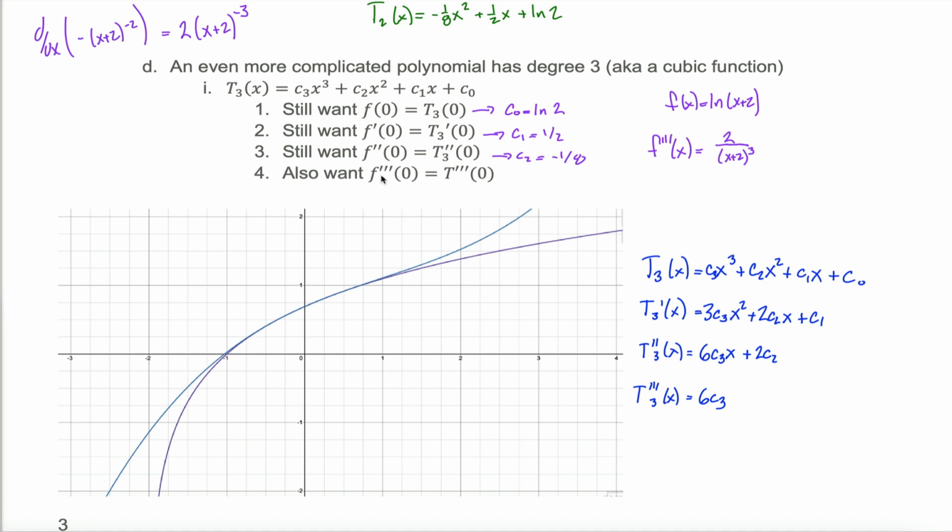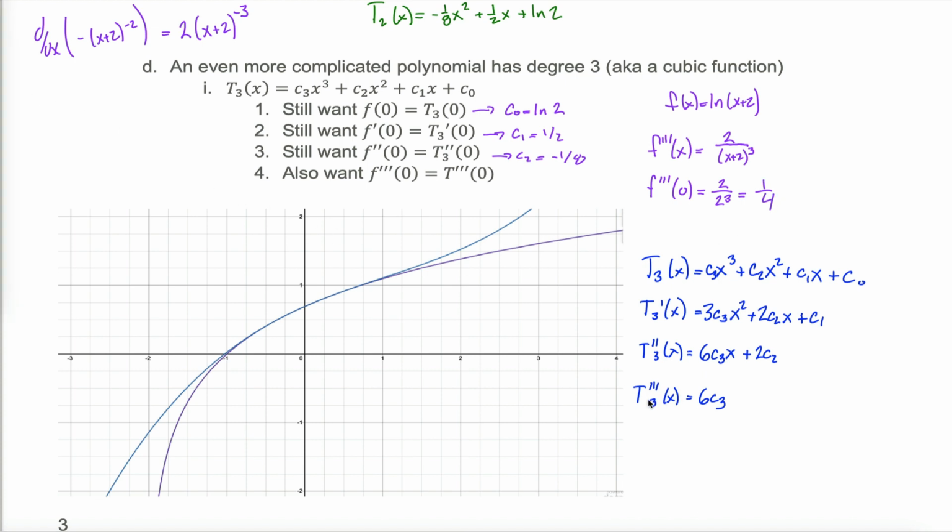Remember, my goal is to make the third derivative of the function at 0 equal to the third derivative of the polynomial at 0. The third derivative of the function is 2 divided by (x plus 2) cubed. So the third derivative of the function evaluated at 0, I copy exactly what I see here, changing all of my x's to zeros, and I get 2 divided by 2 cubed, in other words, 2 divided by 8, in other words, 1/4.